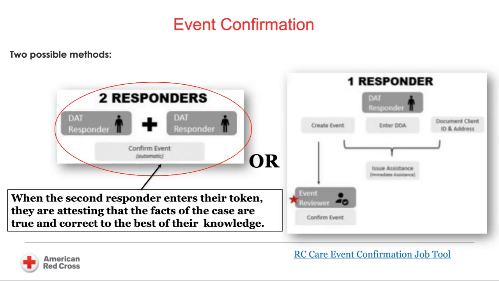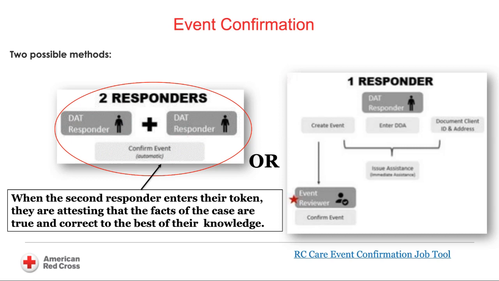So let's look at event confirmation. The preferred and best approach is to have 2 qualified DAT responders available to interact with the client and the case. This enables automatic confirmation of the event when you have 2 responders on the case. There's a reminder that when a worker is entering their token, that means they are attesting to the facts of the case are true and correct to the best of their knowledge.